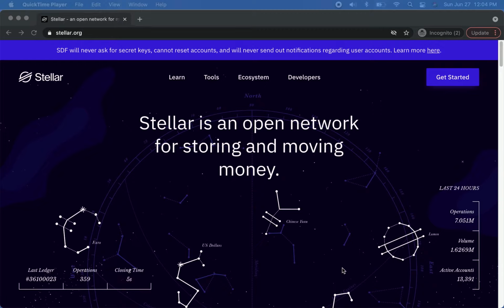Now, Stellar was originally built to be a digital representation of any currency, but it also has its own cryptocurrency that runs natively to the network called the Stellar Lumens. And the great thing about this network is you can send and receive money, and the fees are extremely low. It's pennies on the dollar for each transaction, which is much cheaper than performing transactions on other blockchains and other cryptocurrencies such as Bitcoin or Ethereum.